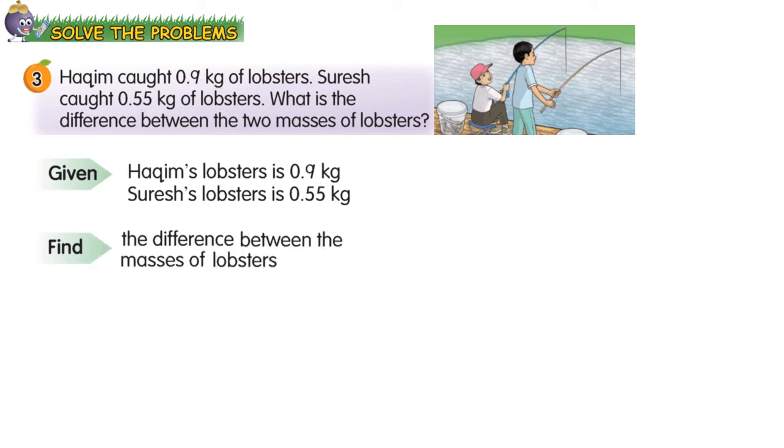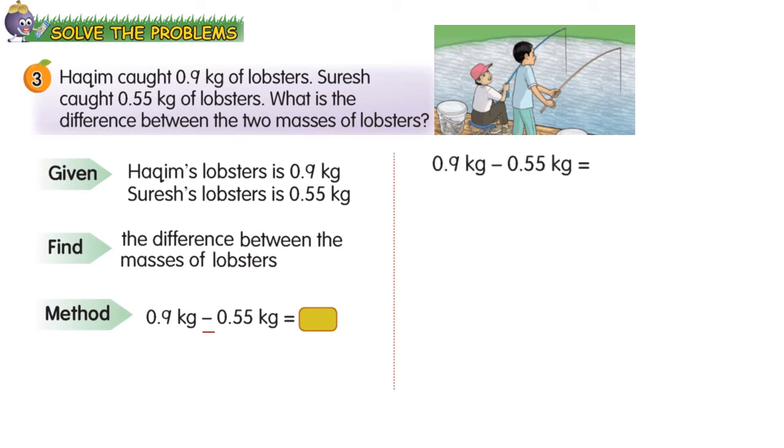And then what to find? From these questions, you have to find the difference between the masses of lobsters. Difference means you have to subtract. So the method you have to use is 0.9 kilogram minus 0.55 kilogram. This is a decimal question. Be careful, especially when you put the decimal. So 0.9 kilogram minus 0.55 kilogram. Use the standard method.